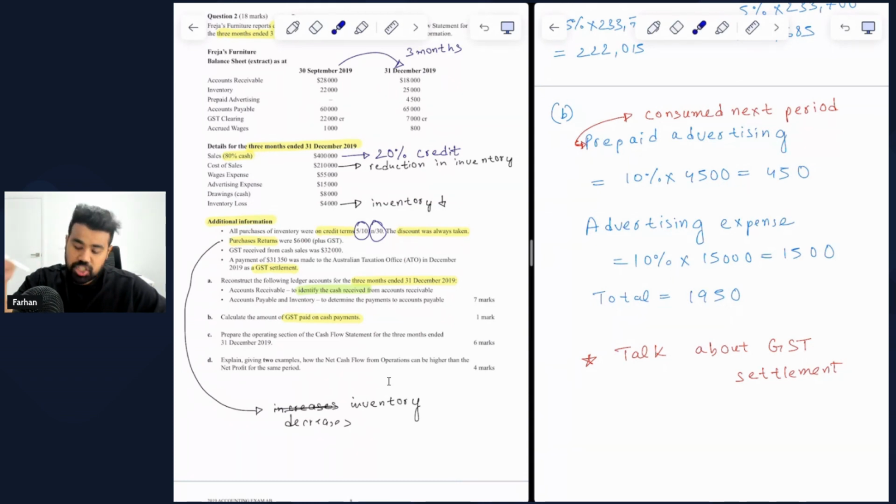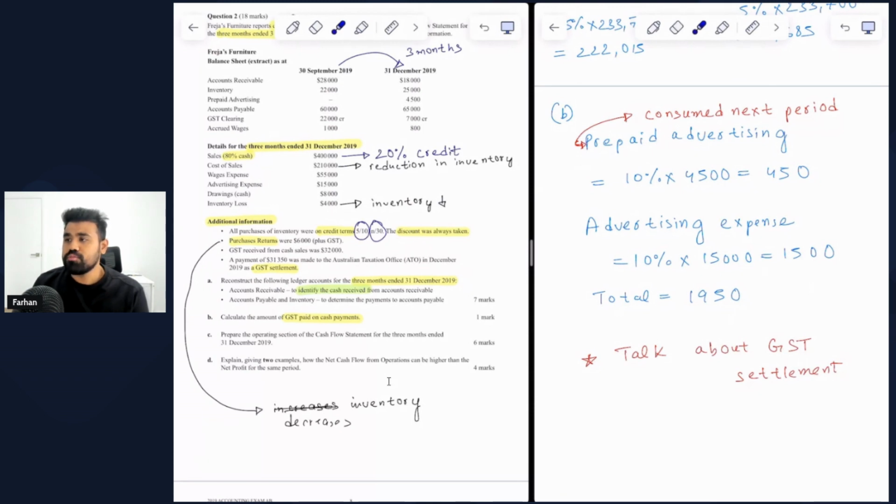Now, cash inflows and outflows can have many things in place. The question says net cash flow from operations, but let me talk about the whole cash flow statement as a whole. If you think about the cash flow statement, we have cash inflows and outflows, and inflows could refer to money that you're getting from sales. Outflows could refer to purchase of non-current assets. And when you're purchasing non-current assets for cash, you're using the money in the bank funds.